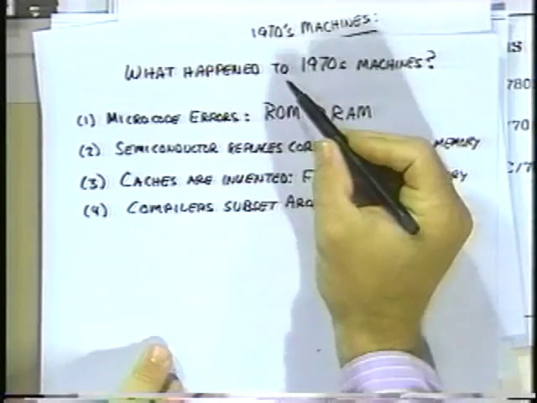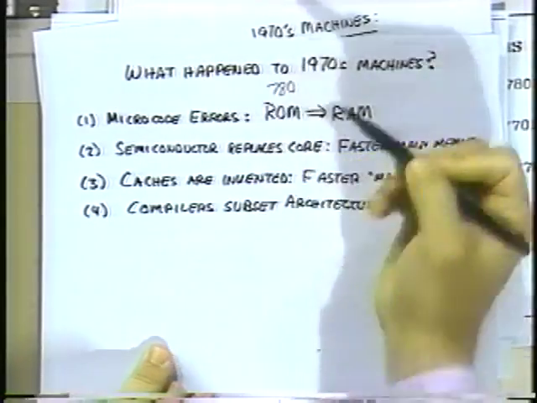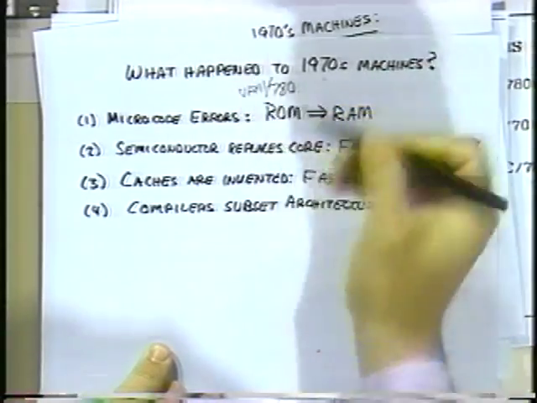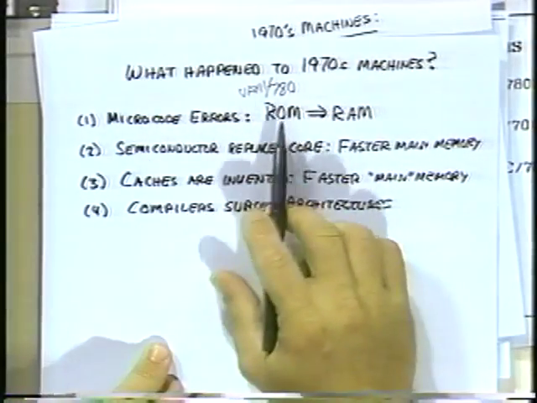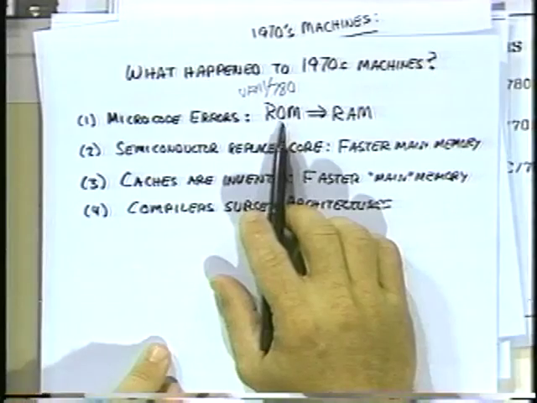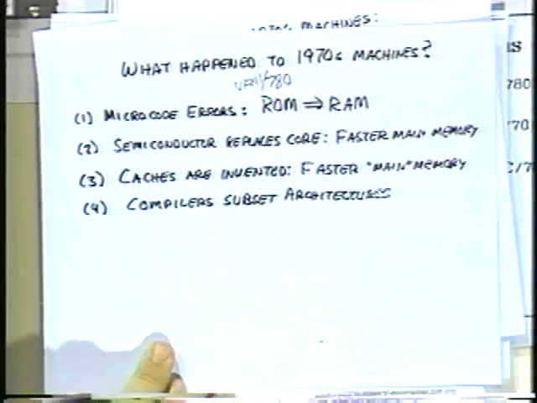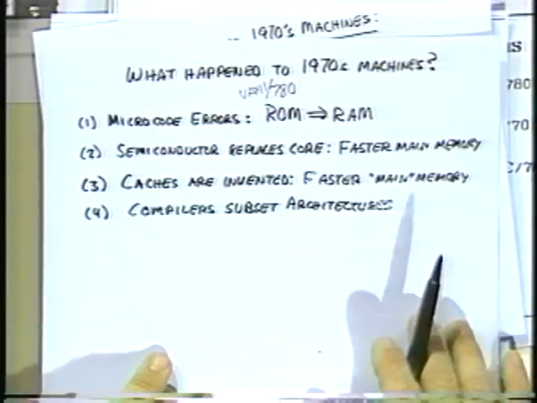The 780, which is one of the members of the VAX 11 family, has a lot of read-only memory and some random access memory to patch errors, and they were finding lots of mistakes in the machine. And that's where my research was, trying to remove mistakes from microcode.